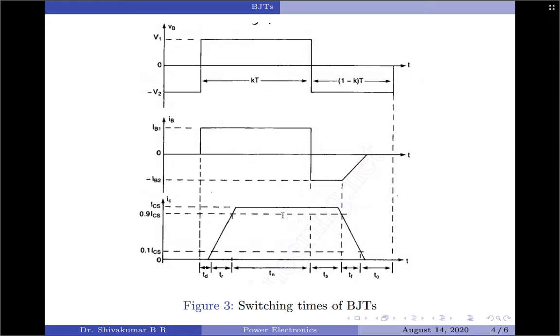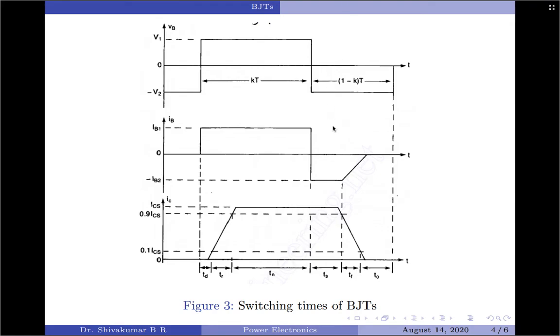Now, coming back to the waveforms here, once the collector current reaches 0.9 ICS, the transistor is said to be in the on state. So, the representation Tn, what you are looking at here, represents that the transistor continues to operate as a switch which is in the on condition.